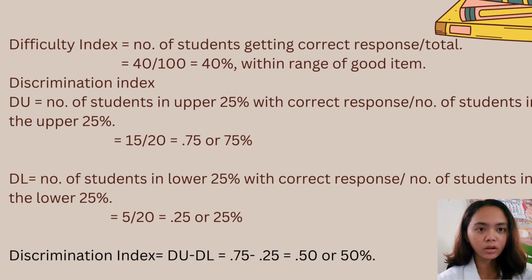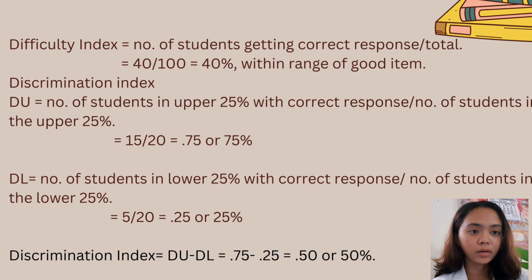We got the total of 50%, thus the item also had a good discrimination. So the item has a good discriminating power, or has a good discrimination.